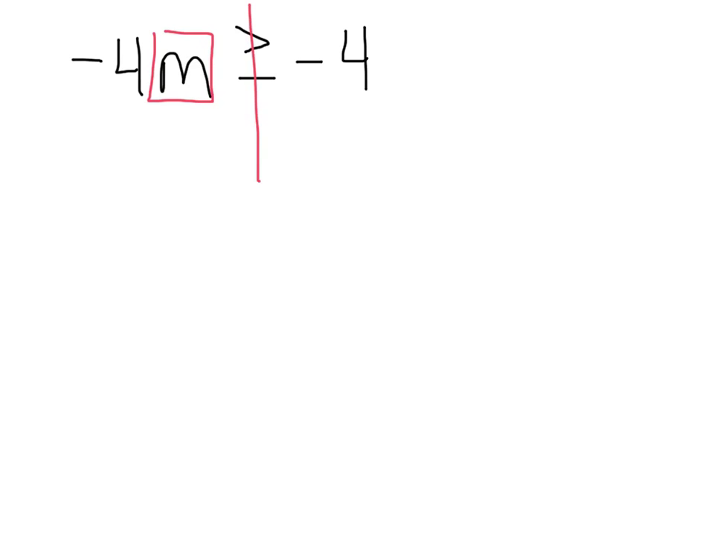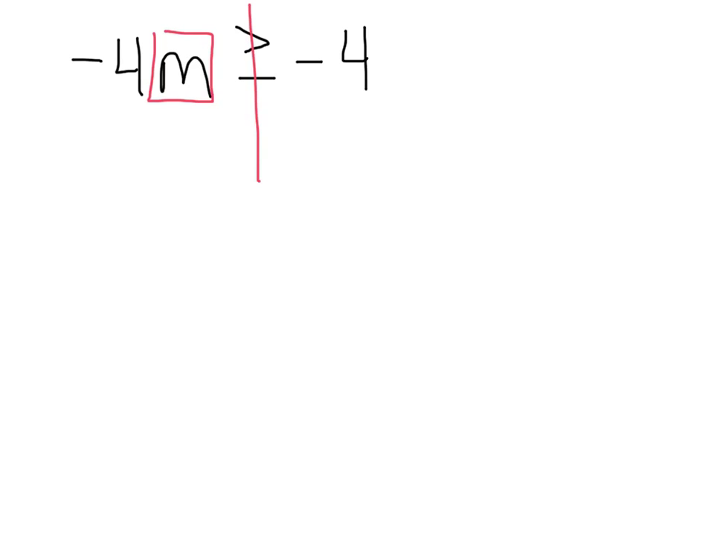Today we're going to work on graphing inequalities and solving one-step inequalities. So the first problem we want to look at is negative 4m is greater than or equal to negative 4. Our first order of business is to solve this. We need to find what m equals, so we're going to isolate our variable down the middle of our equation. This is an inequality because we see the greater than or equal to sign.